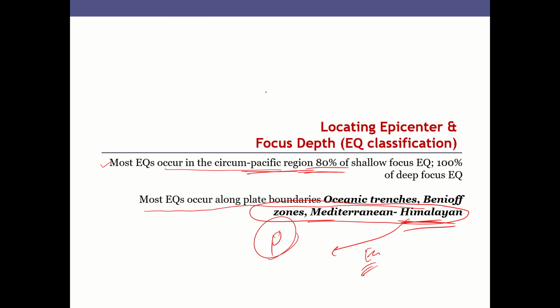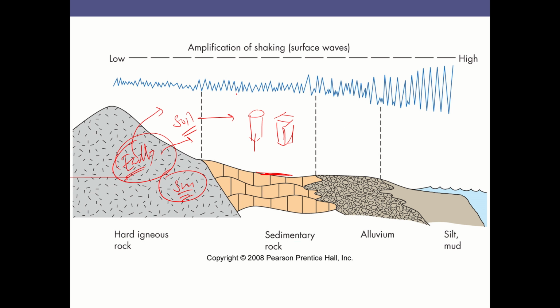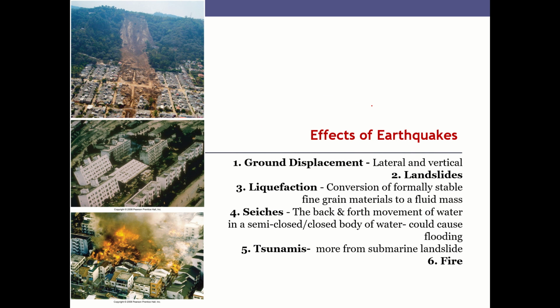Okay, so this is very briefly on how do we quantify and what are the instruments used for quantification, and how different soil will have an impact on how the earthquake is felt. Okay, now how is it impacting the buildings and the city and so on and so forth?